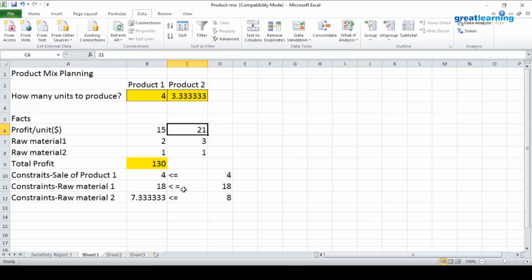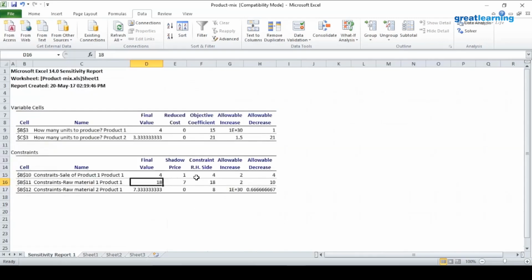But the most important thing in LP they look for is the shadow price, which is the increase or decrease in the resources. So the moral of the story, look at the sensitivity analysis here. Sales of product 1 increase by 1 more unit, the profit will increase by $1. That is the shadow price. Raw material constraint increase by 1 more kg, the profit increases by $7. That is the shadow price. Raw material constraint 2, by any amount you increase, there is no change in the profit. This tells a story to the manager.